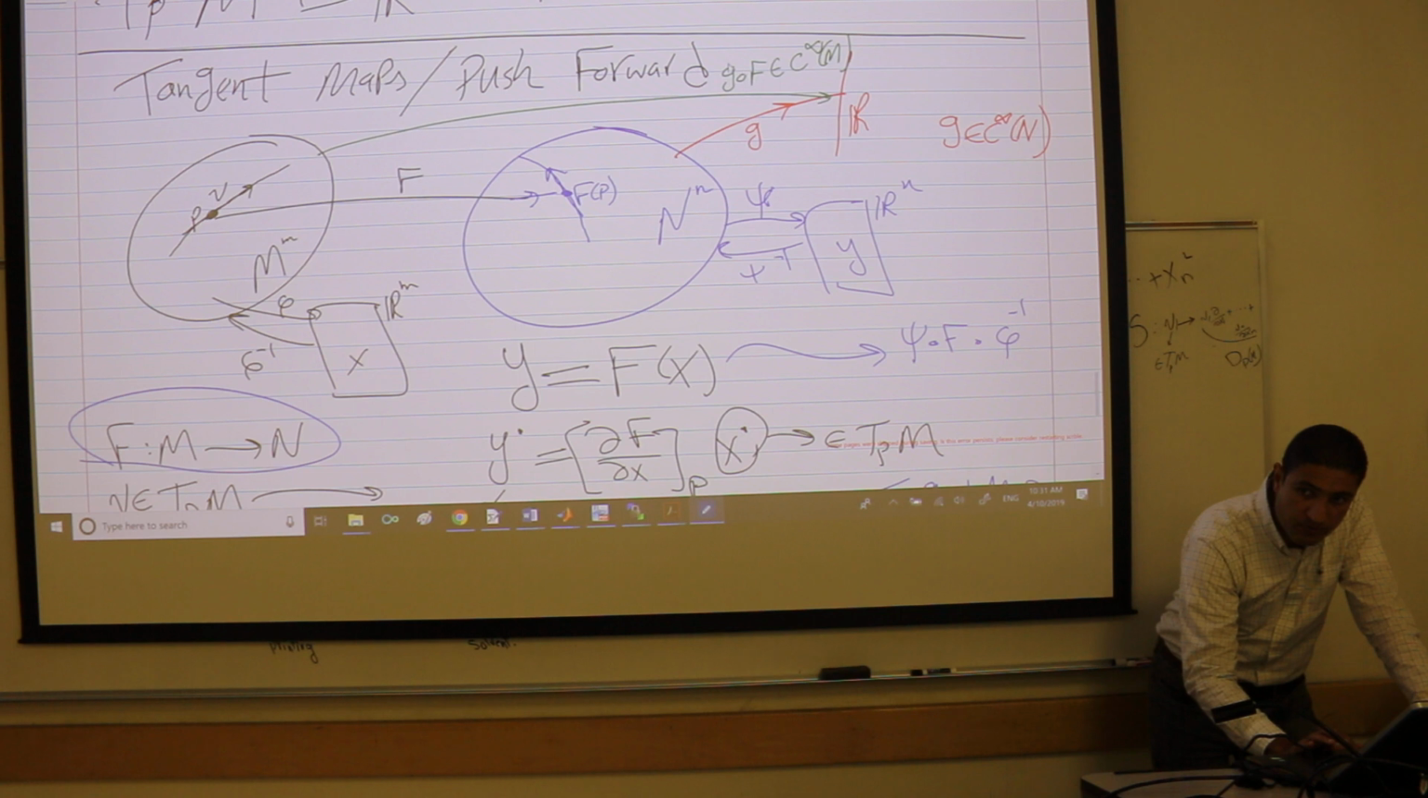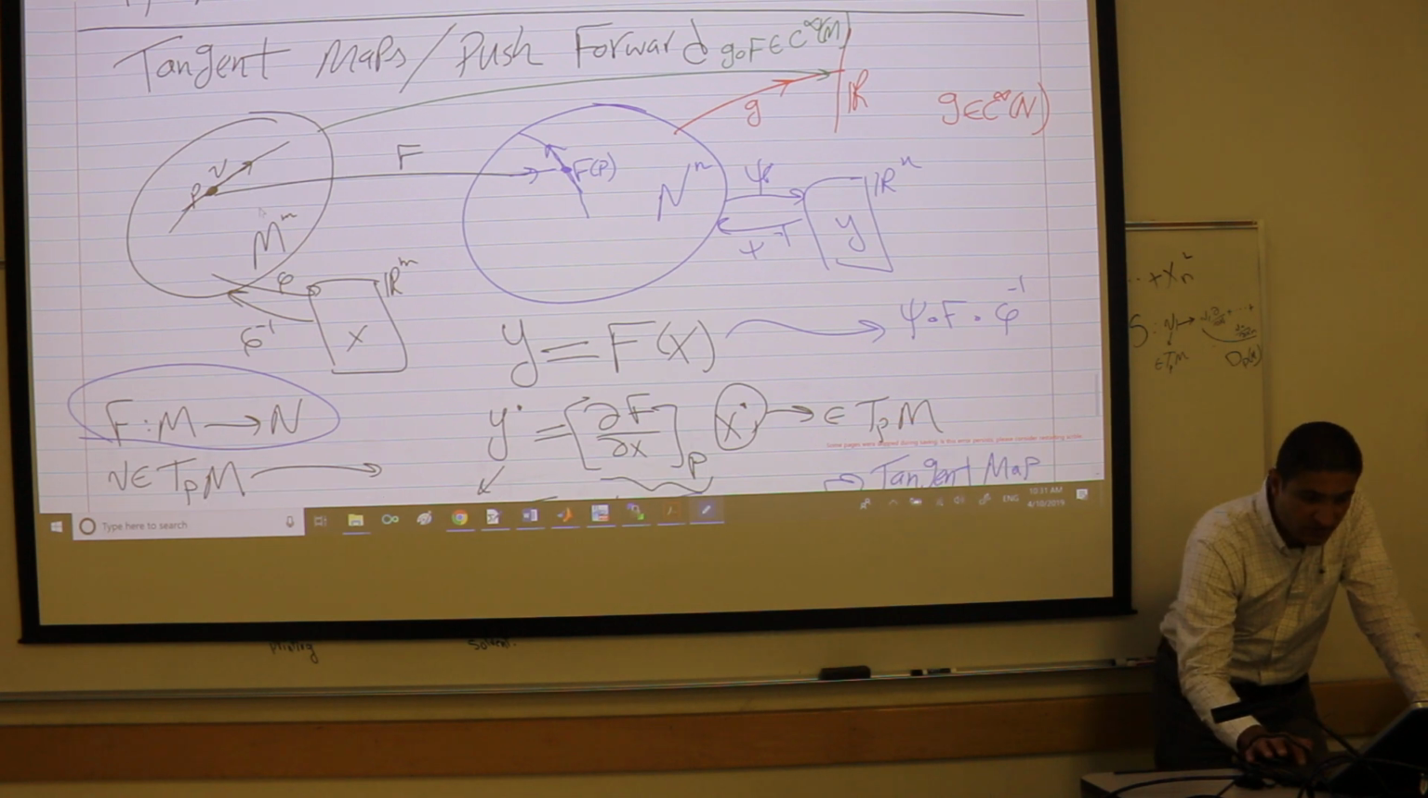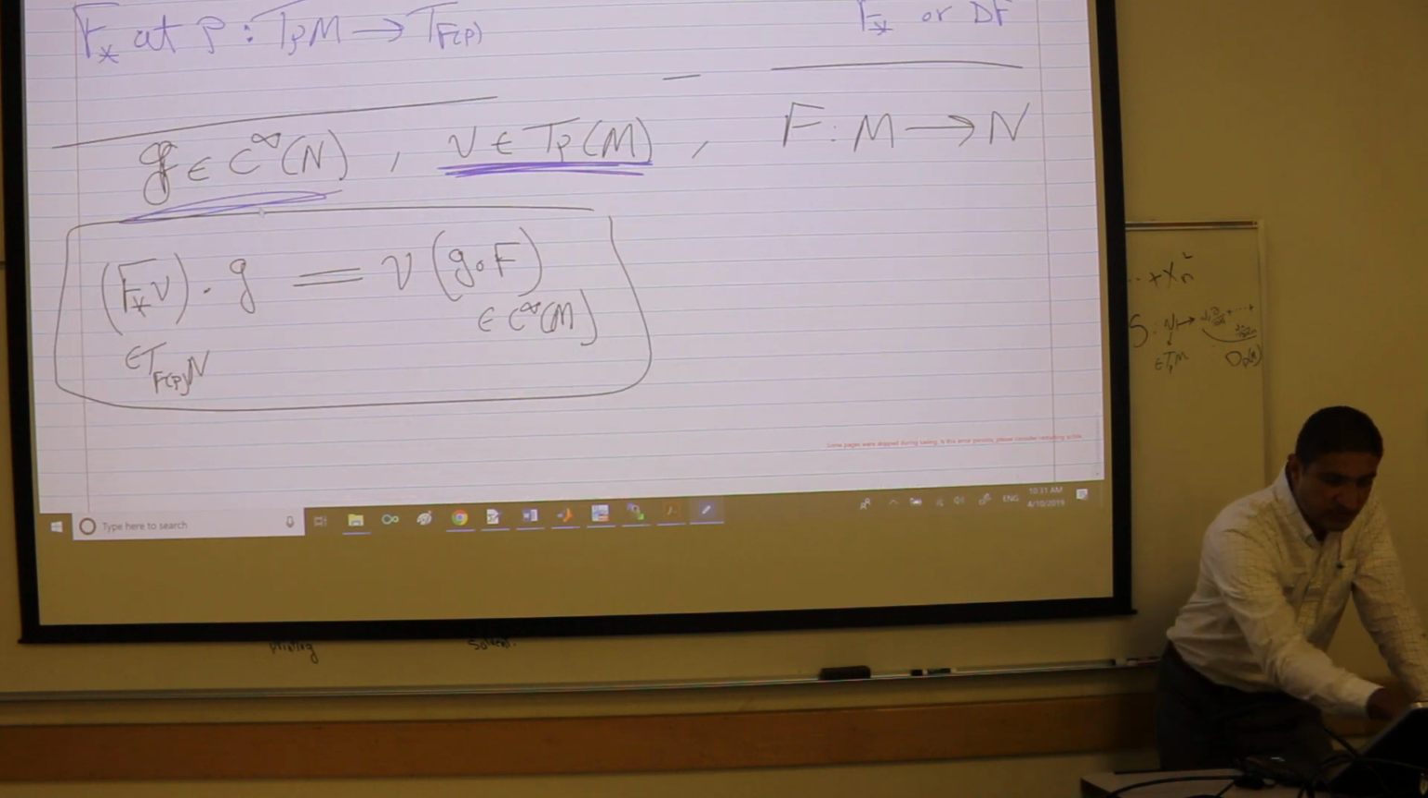How? By doing G composed with F. Now this is a function on M, and I have V act on that composed function. This is this statement precisely, right?